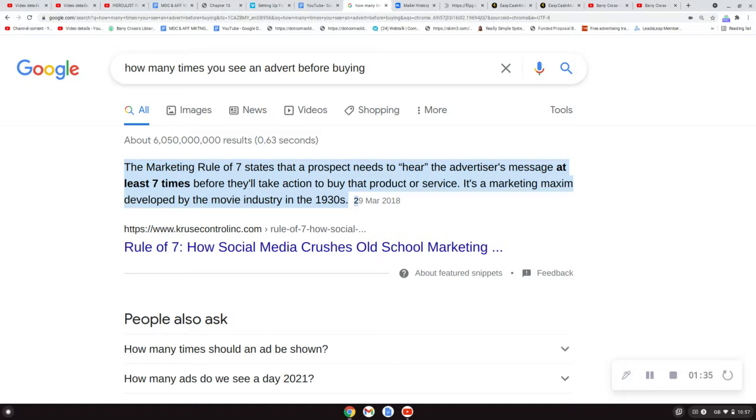So yes, you do have some impulse purchase buyers. You have people that see something and they buy it immediately, or once or twice, but the general marketing rule of 7 applies to the majority of advertising.